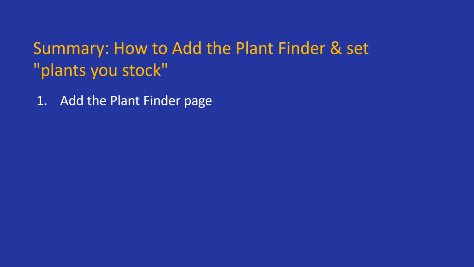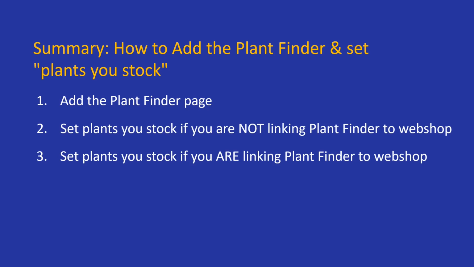To add the Plant Finder web plugin and set plants you stock, first, in WordPress admin, add the Plant Finder as a new page. Then, in the Joy of Plants hub, we'll set which plants you stock. There are different approaches depending on whether you are linking the Plant Finder to webshop pages or not. Finally, we'll just check everything is working. I'll now go to our WordPress site and show you how to add the Plant Finder page.